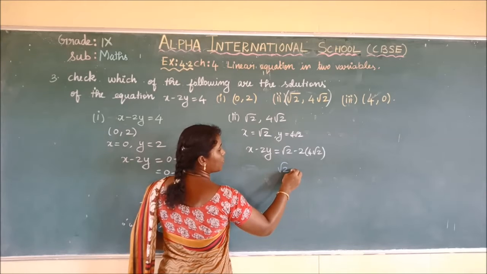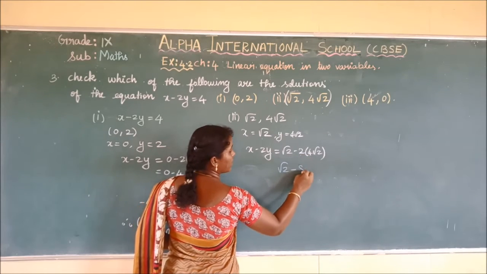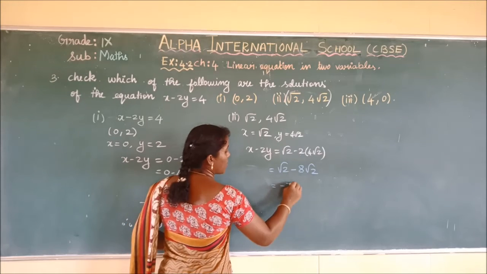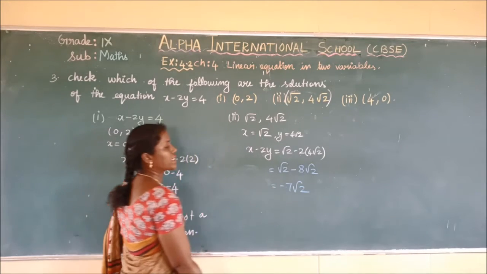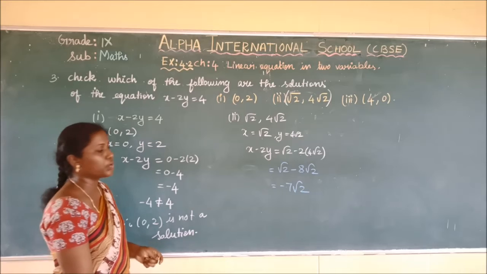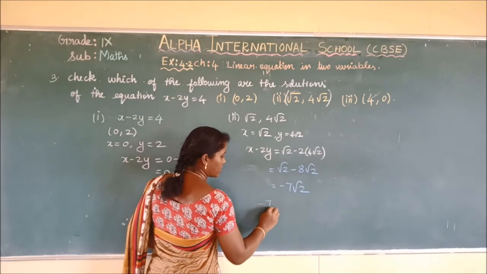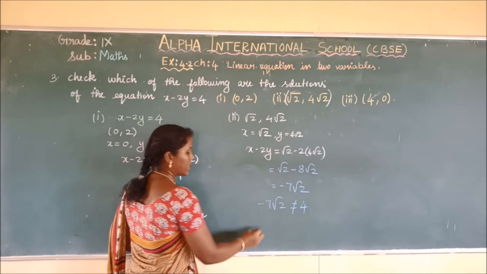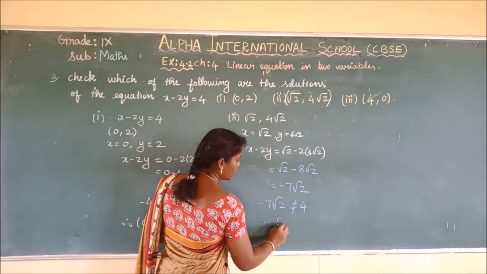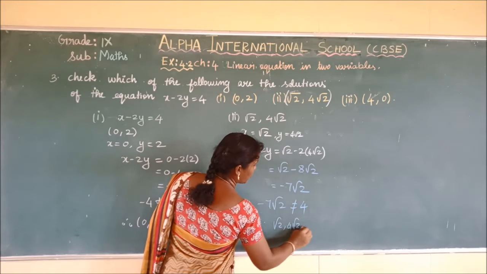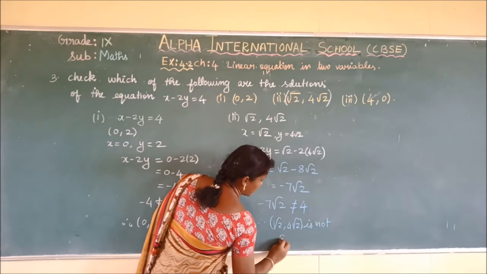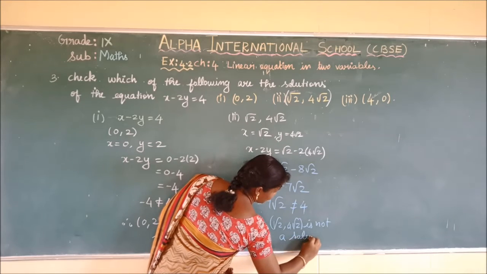Root 2 minus 4 2s are 8 root 2, which is equal to minus 7 root 2. We got x minus 2y is equal to minus 7 root 2. But if it is satisfied, the equation should be equal to 4. It is not equal to 4. Therefore, root 2 comma 4 root 2 is not a solution.